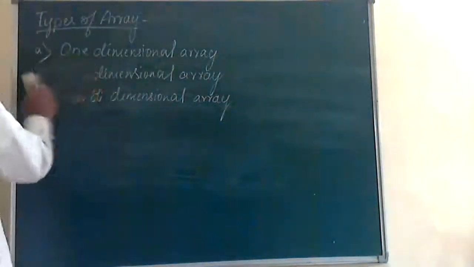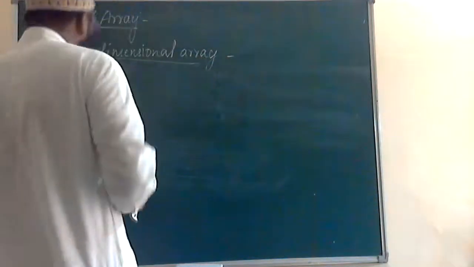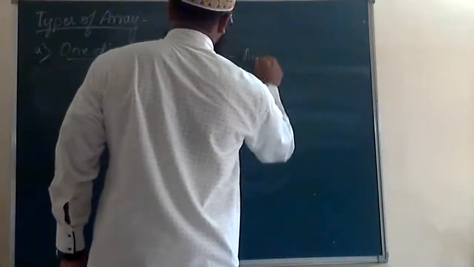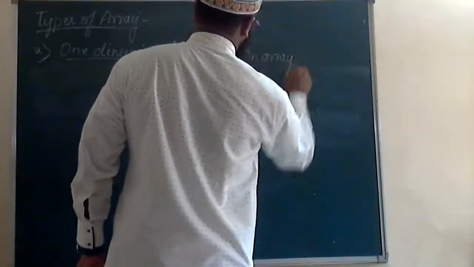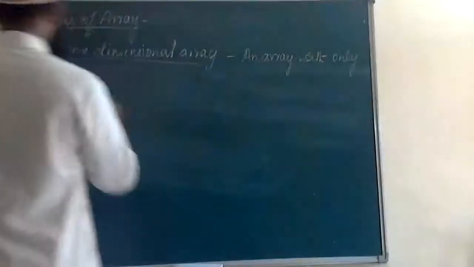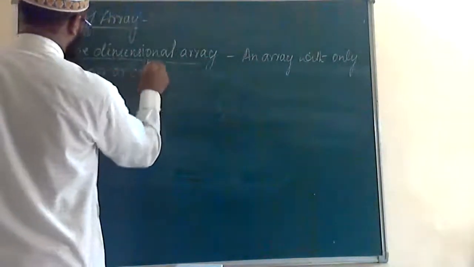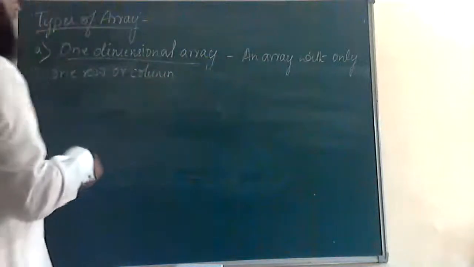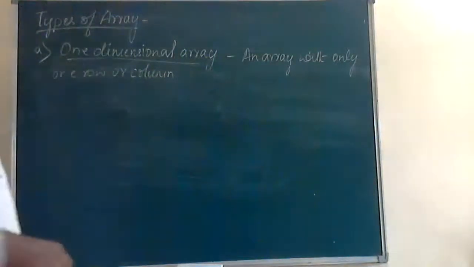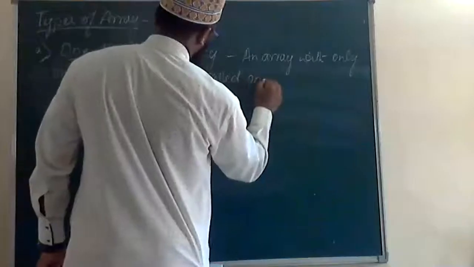Now we shall see what is meant by one-dimensional array, and we have to look at one-dimensional array in detail. An array with only one row or column is called a one-dimensional array.